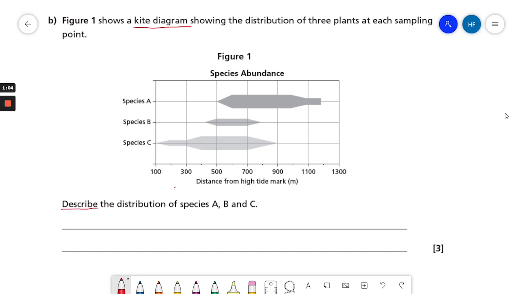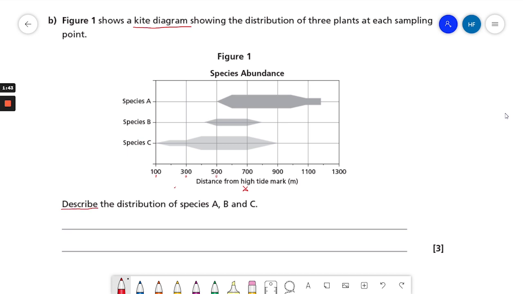So if we look at this graph, on the x-axis it says distance from high tide mark. So that's the highest point at which the tide comes in. So the furthest the sea comes in at high tide. And then on the y-axis, we've got the different species up here. So in this case, we can see that the graph's given us the number of these different species every 200 metres, because it's starting at 100 metres here, and then it's going up to 300, 500. So every 200 metres, they've counted the number of species A, B and C.